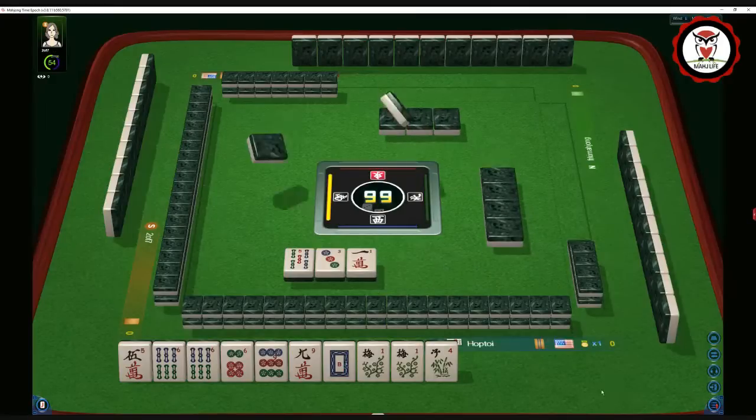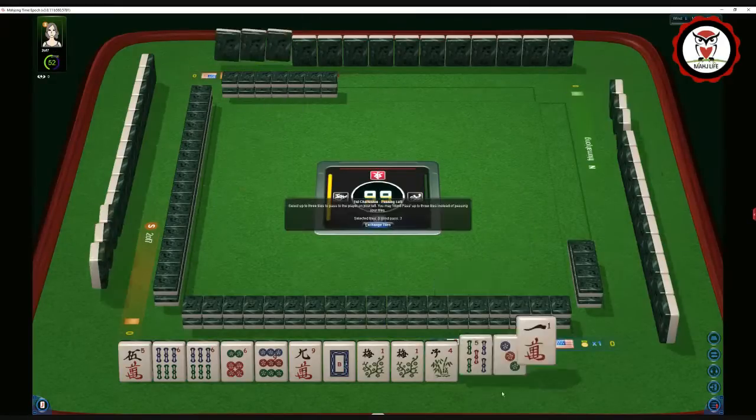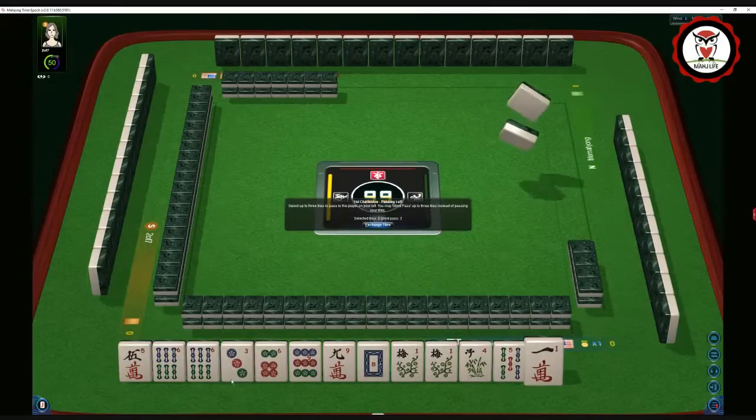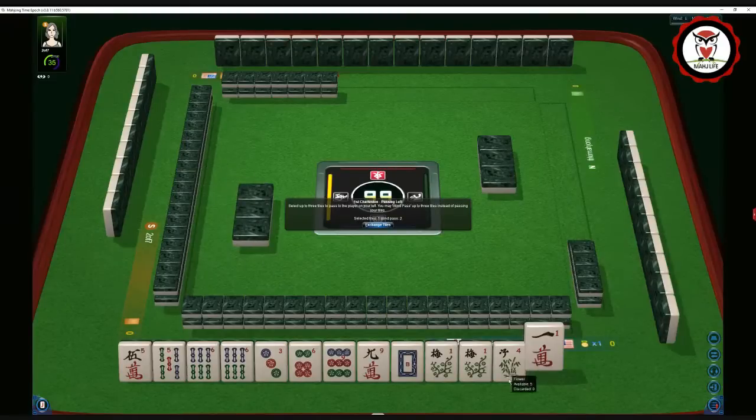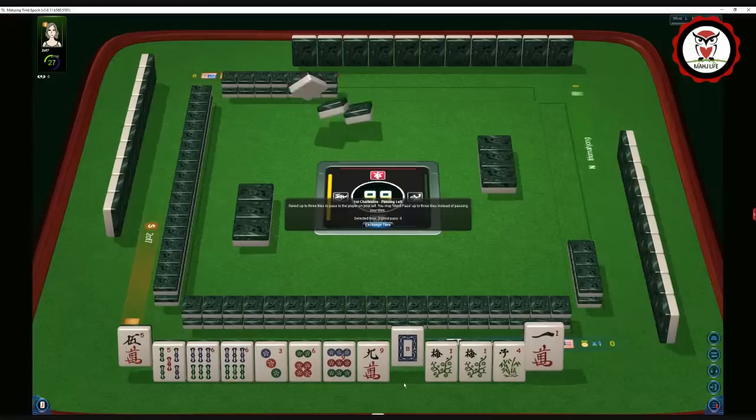Okay, so now we have a 3, 6, 9, no gaps. Here's 3, 6, 9, no gaps. We also have a 5 bam, 5 bam, 6 bam. One crack is our only discard at the moment. I think, let's see here, with a Kong of flowers, there is a mixed suit 3, 6, 9 hand that we could do. I think I would focus on 3, 6, 9 and even let this white dragon go at this point.